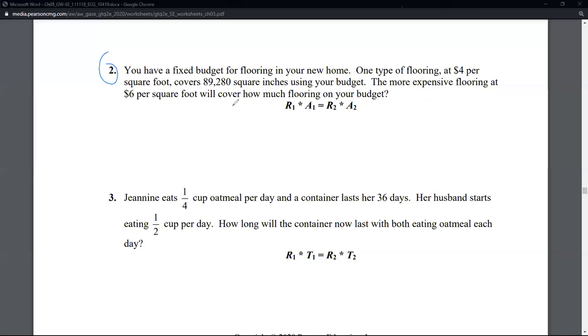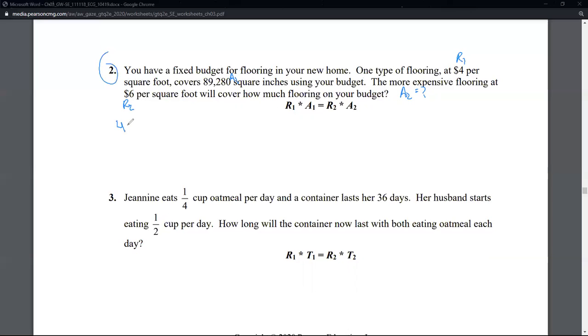So maybe we got a house and we know that this house is, let's say, 50,000 square inches. So the first one, the more budget priced one, we can definitely cover the house if it's only 50,000 square inches. But what if we were to buy the more expensive one? So the $4 per square foot, that's the first rate. How do I know it's a rate? Because it has the word per, it's got two different types of units. Then A1, that's the area, that's A1 there. The more expensive flooring is $6 per square foot, that's the second rate. How much flooring will we cover? Well, that's A2.